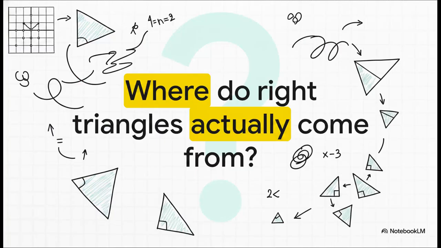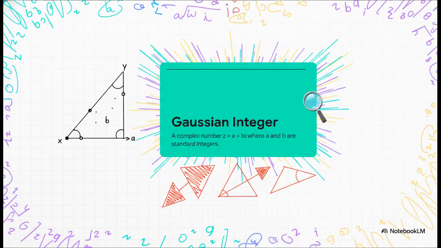Let me ask you something. Where do right triangles actually come from? When you were back in school memorizing a squared plus b squared equals c squared, you probably just thought of them as basic static shapes. But there is actually a much deeper hidden algebraic source code that's actively generating them behind the scenes. To read that source code, we need to get our vocabulary straight.